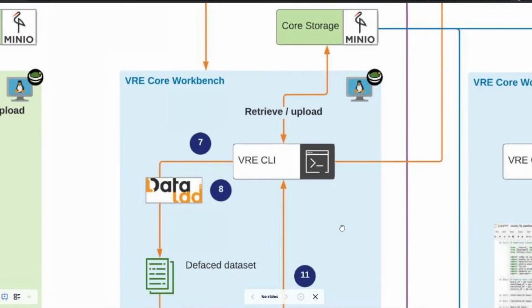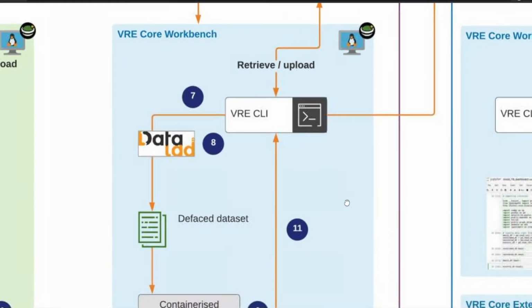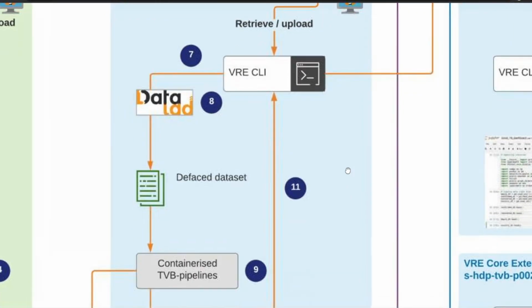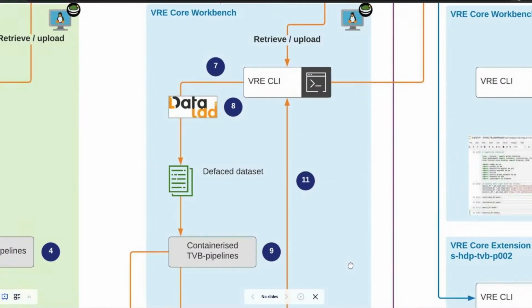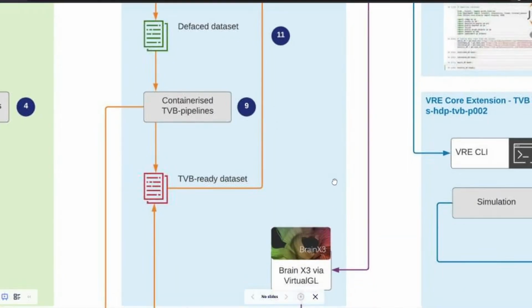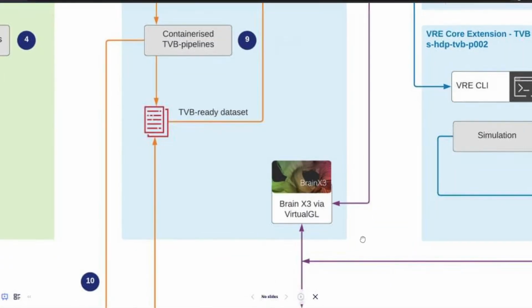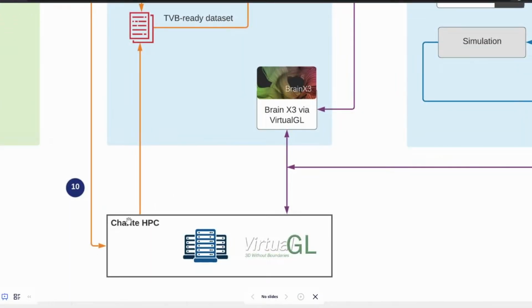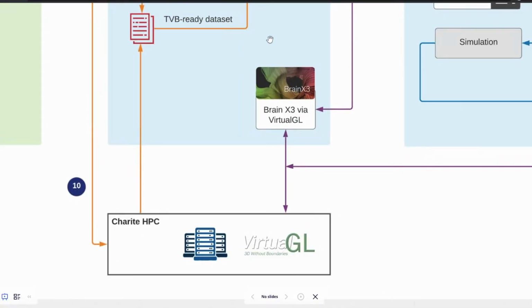So the now defaced data set that we validated and have available in our workbench tool can be used for additional processing steps in step 9, again using containers. Even computationally expensive processing steps can be performed here by harnessing the power of the Charité high-performance computing environment that is seamlessly integrated into the VRE. And as Petra already mentioned, it lives inside the same Charité firewall space, so our data stays in a protected environment.